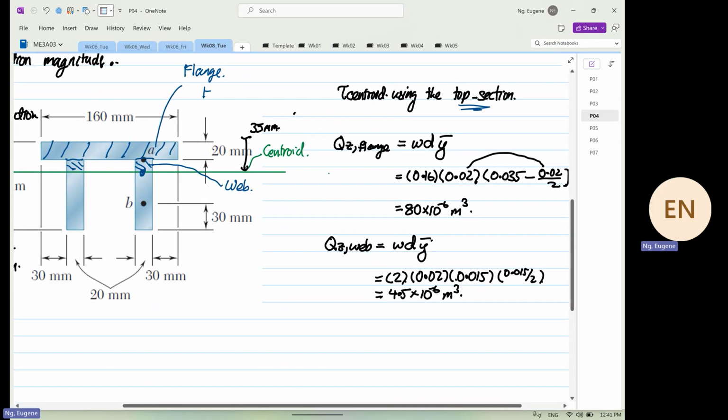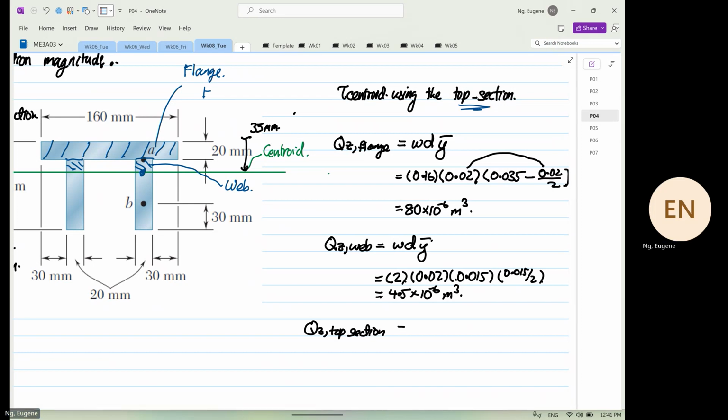So we know the Qz from the top section is equal to 80 times 10 to the power minus 6 plus 4.5 times 10 to the power minus 6. So this is equal to 80 plus 4.5, which is 84.5 times 10 to the power minus 6 meter cube. This is by looking at the where? The top section, right? Why can we get it from the top section?